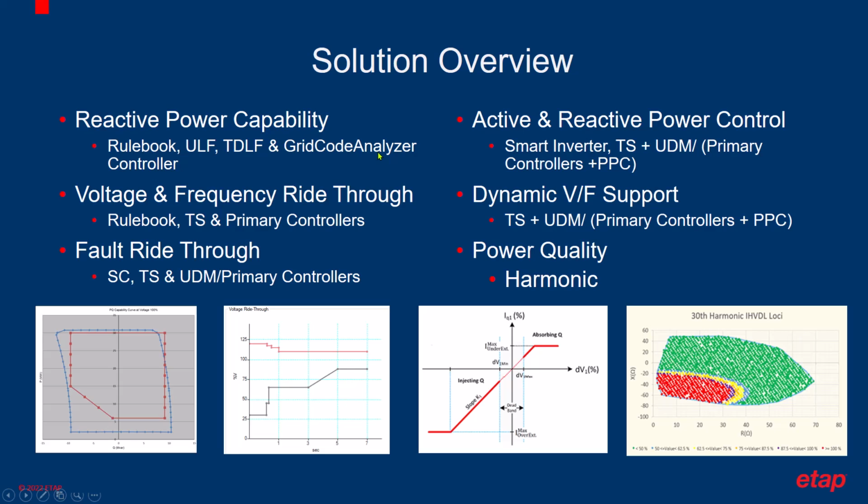We are also going to cover dynamic voltage and frequency support in this webinar. Again, ETAP transient stability, in addition to the UDM or the primary controllers and PPC that we provide, can be used to do dynamic voltage and frequency support. For power quality, ETAP offers certain tools to do harmonic analysis to meet certain grid codes. In this webinar, we're not going to cover that. There is a separate webinar that covers that topic.